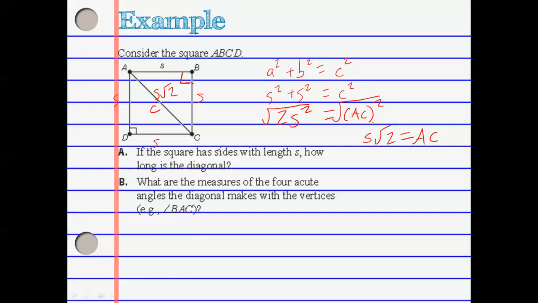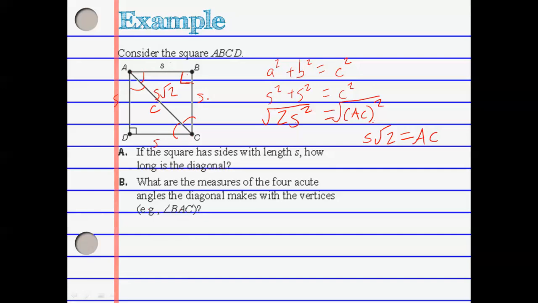So what that tells us then, here it says, what are the measures of the 4 acute angles that the diagonals make with the vertices? So for example, angle BAC. So it's wanting to know what are the measures of these angles right here, these small angles.